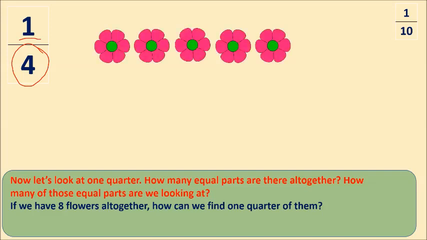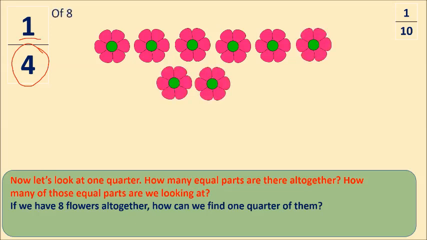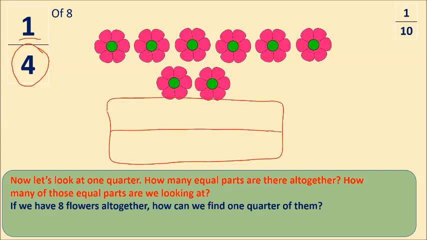Now I've got my flowers again, but I haven't got 6, I've got 8. Okay, so we're going to find 1/4 of 8. So I'm going to do my bar model again. I'm going to draw it out. Okay, my whole amount is 8 because I've got 8 flowers. Now I'm going to divide this into 4 equal parts because we're looking at quarters.